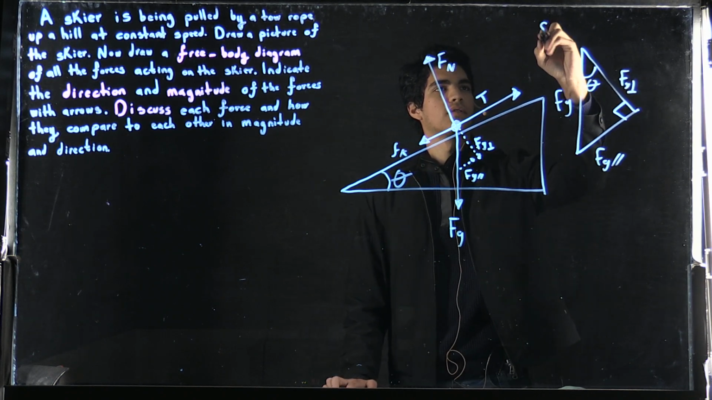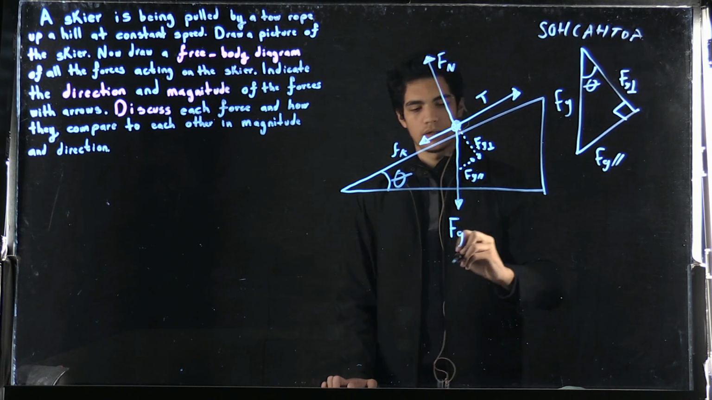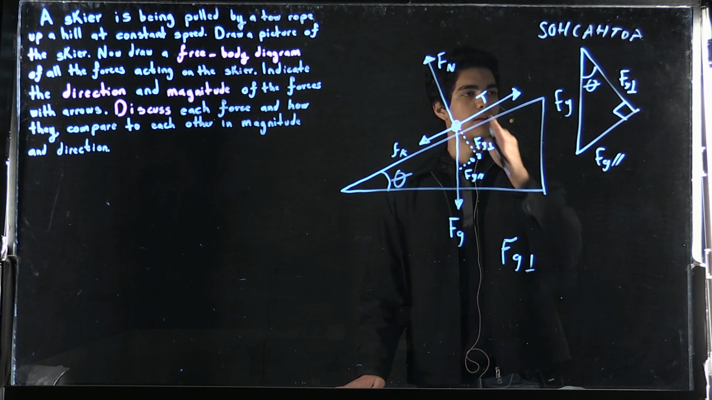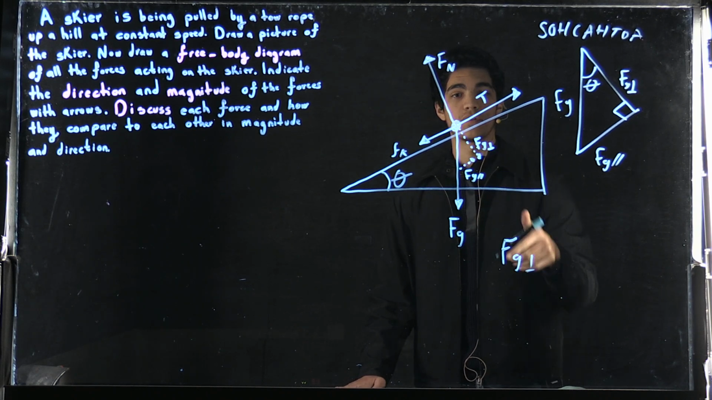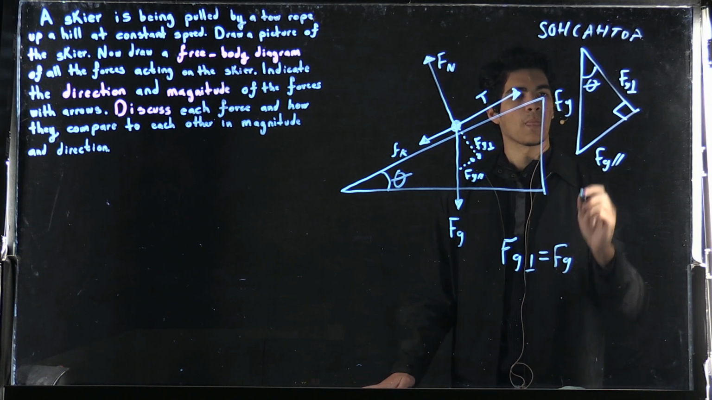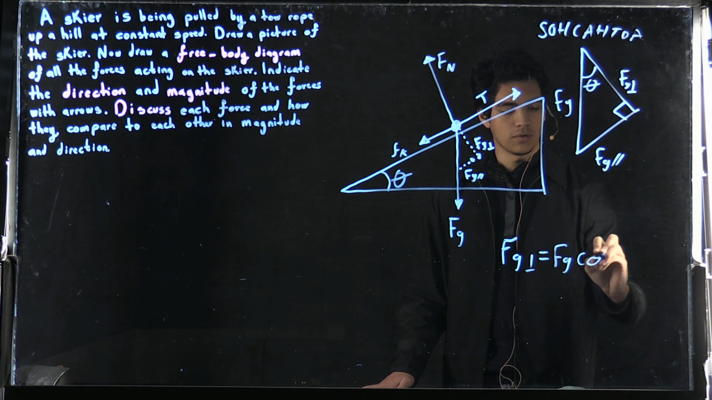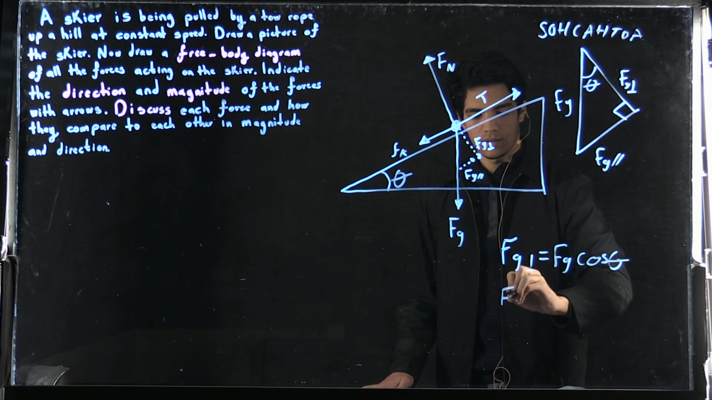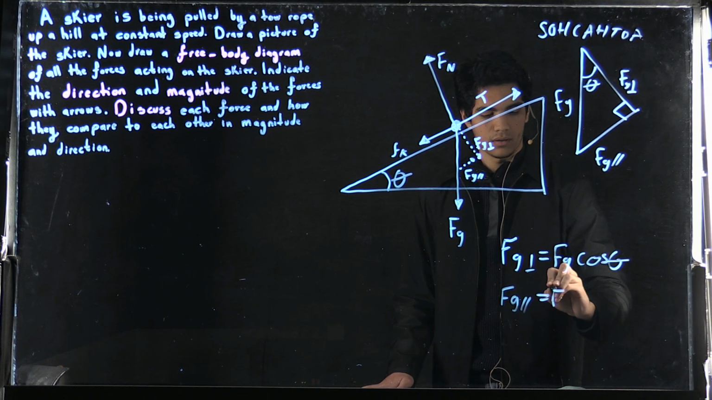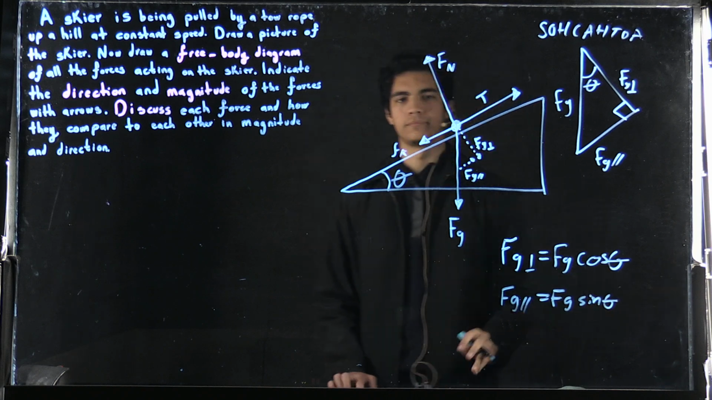And just through simple trig, SOHCAHTOA, we can denote the force of gravity acting perpendicular to the surface of the incline by F of g. We have right here adjacent over hypotenuse, so that would be F of g cosine theta, and the force of gravity in the parallel direction would be F of g sine theta.